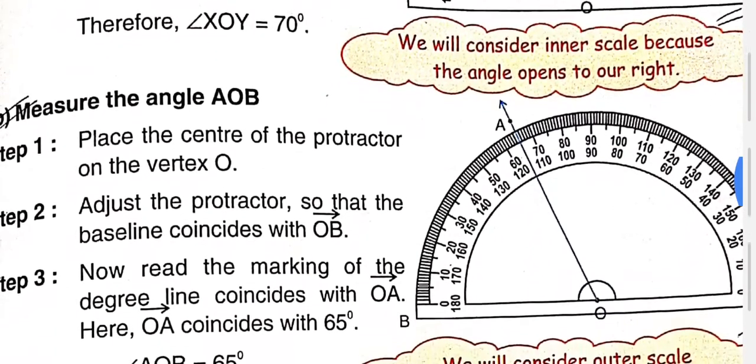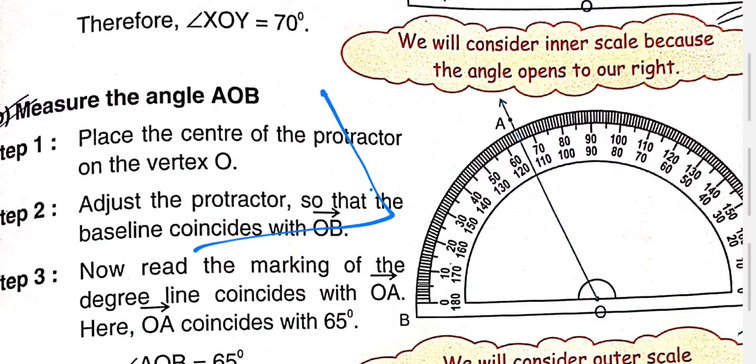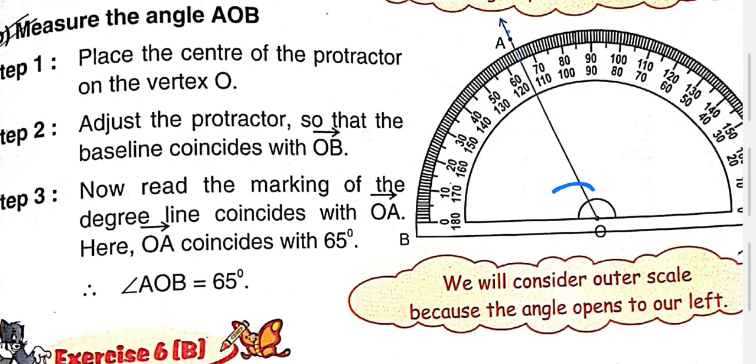Now come to the second one. When you take the angle like that and you have to use your left side, not right but left, put your protractor center point at this vertex O and adjust it in such a way that the baseline passes through the center. Because you are using the left side, you have to take the outer scale. Now take the outer scale, 10, 20, it becomes 65, because it is in the middle of 60 and 70. So write here 65.